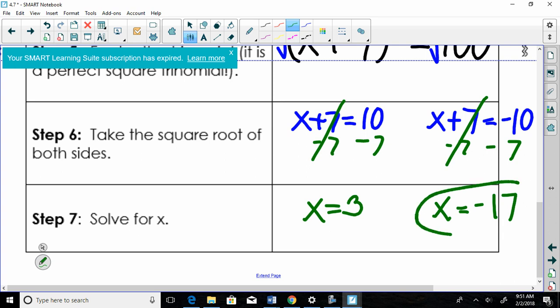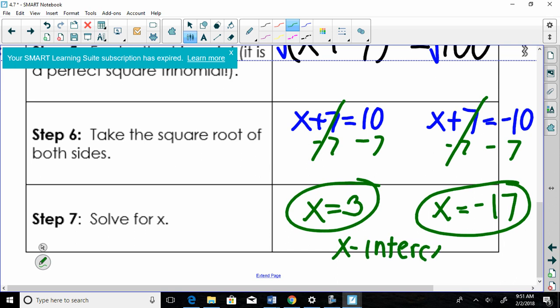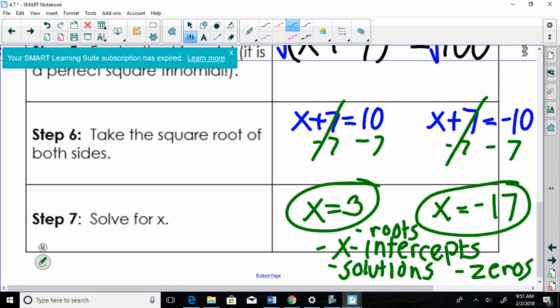And what are these considered? X-intercepts, and this is a question on your quiz today. X-intercepts, what else are they considered? Solutions, roots. So every time we do something like this and we solve for x, we're doing the same exact thing over and over again. We're getting our x-intercepts. Solutions, roots, zeros.